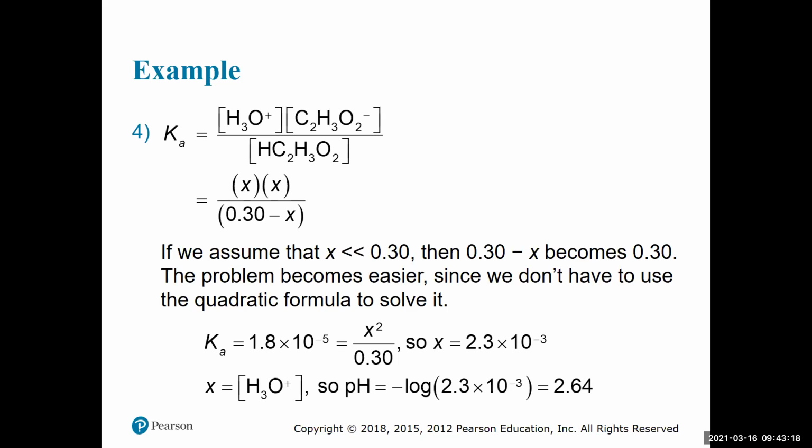And so now you have a much simpler x squared over 0.30 equals our equilibrium constant. Then we can solve for x, 2.3 times 10 to the minus 3. Remember, x was equal to our hydrogen ion concentration. So if we do minus the log of that value, that gives us our pH value, which is 2.64.